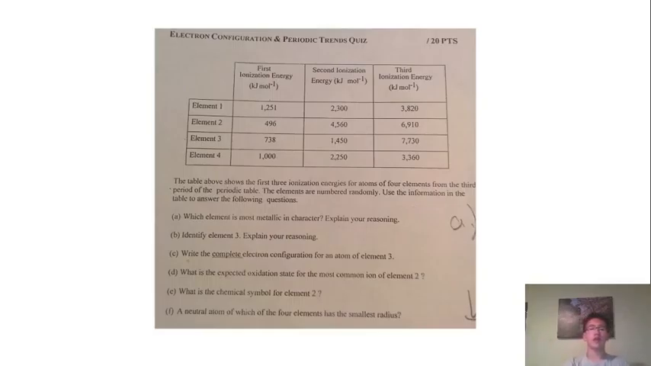Neutral atom, which of the 4 elements has the smallest radius? That's probably going to be element 4, because it has the highest ionization energy, which means it'll be furthest to the right, and due to the periodic trend, that means the atom shrinks the most, so it will have the smallest radius. So element 1, which has the highest ionization energy, will have the smallest radius.